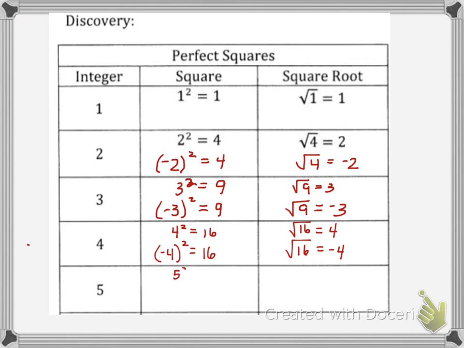And we know that 5 squared is 25, and we know that negative 5 squared is also 25. So the square root of 25 is equal to 5, or the square root of 25 is equal to negative 5. So just keeping that in mind, unless you've been told to just use the positives, you have to keep the negative values in mind.